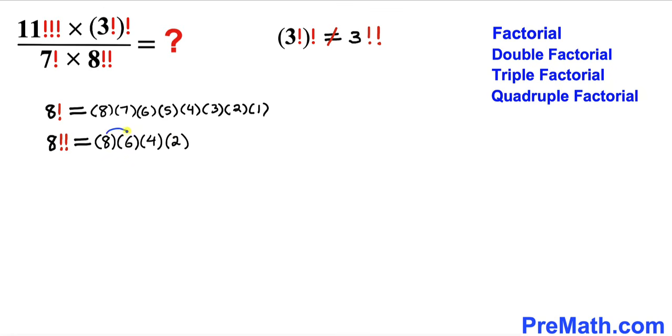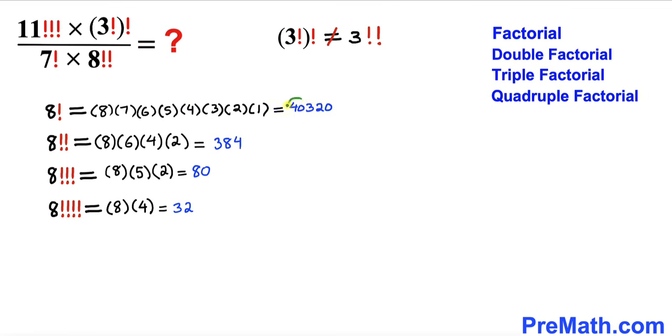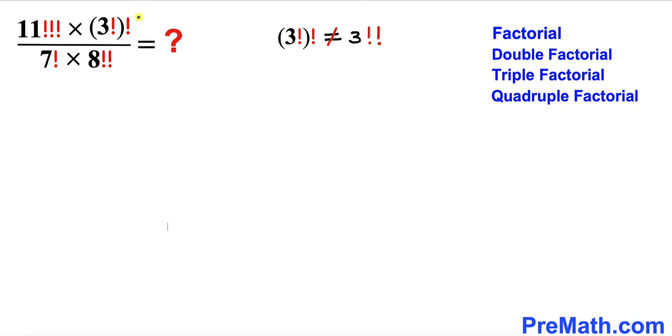And now we can see our common difference between these consecutive numbers is 2, since we are dealing with the double factorial. Likewise, 8 triple factorial is going to be 8 times 3 less, which gives us 5, and 3 less gives us times 2. And finally, 8 quadruple factorial is going to give us 8 times 8 minus 4, which is 4. If we multiply all these numbers, we're going to get these answers, as you can see. And now let's focus on this original problem.